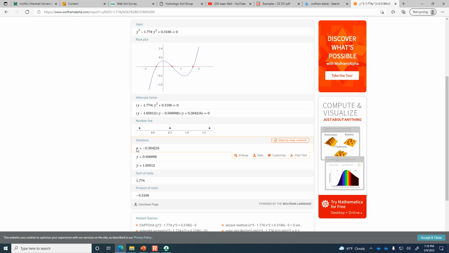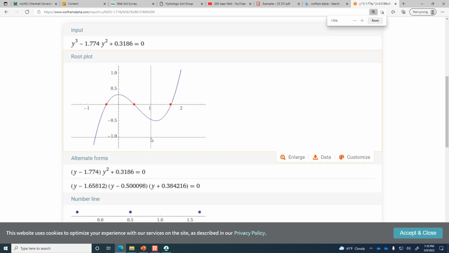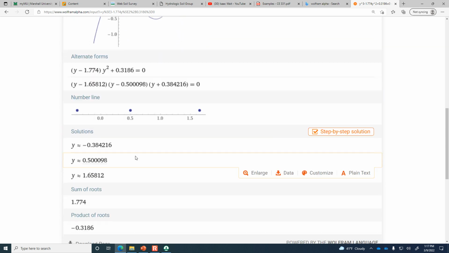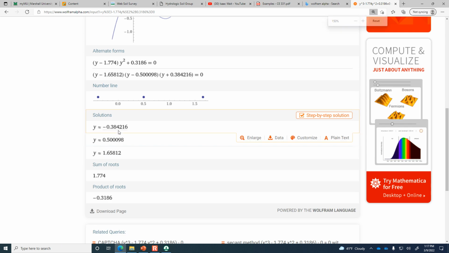All right. So it says negative 0.3842. Let me zoom in on this. Another tool in the tool belt, Wolfram Alpha. That isn't a particularly useful root because we know that water isn't going to flow at a negative depth. So that may numerically solve the equation, but we can throw out that root. So the roots are negative 0.38, the root that we already knew, the depth of 0.50 meters, and then the other root, 1.658. Let's call that 1.66 meters. Here is our subcritical alternate depth, 1.66 meters.